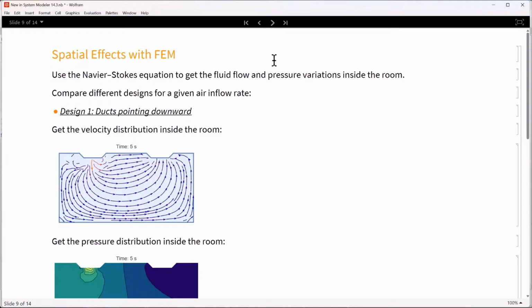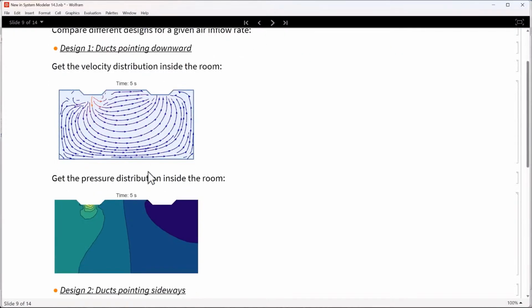Now, let's answer the second question, duct placement. We can use the system model for boundary conditions and then apply FEM in Wolfram language to simulate airflow and pressure inside the room.